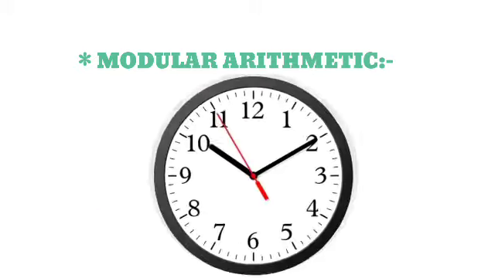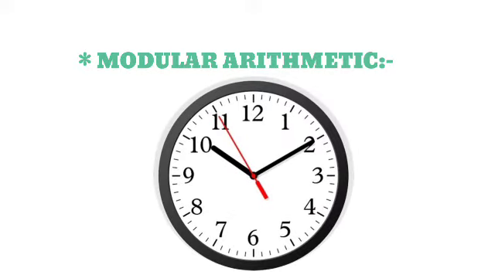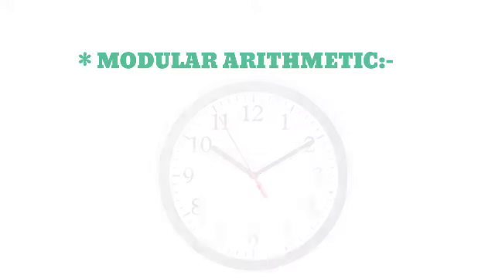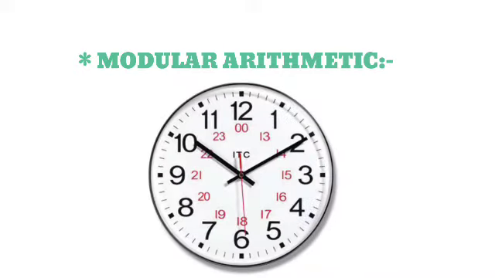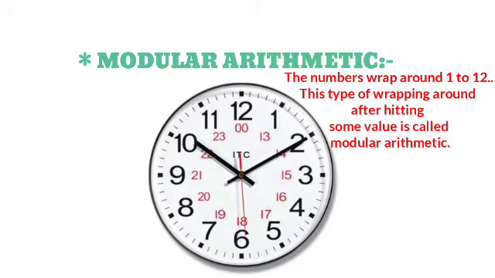If you take the example of a clock, we use the numbers 1 to 12 which represent the time period of 24 hours. We use 1, 2, 3, 4 up to 12. After 12 we use 1 instead of 13, 2 instead of 14, 3 instead of 15, and so on. So after 12 we again start from 1. This type of wrapping around after hitting some value is called modular arithmetic.